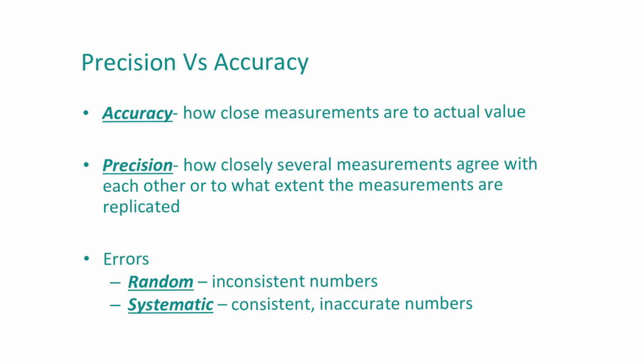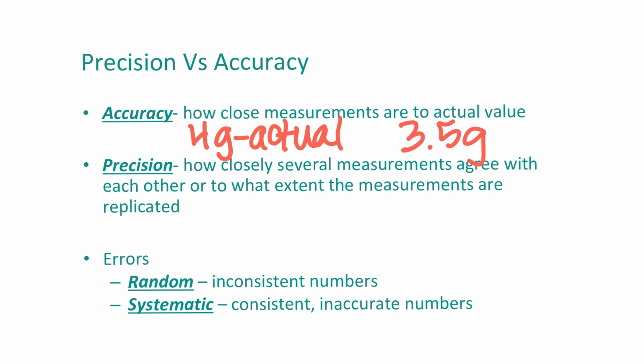So if the object weighs 4 grams, and that's its actual, and your balance is, you think, working, but you get a mass of 3.5 grams. Well, that's not very accurate, right? So that's what accuracy is. When you take a test, you are trying to be accurate, right? You want to get the answer right.